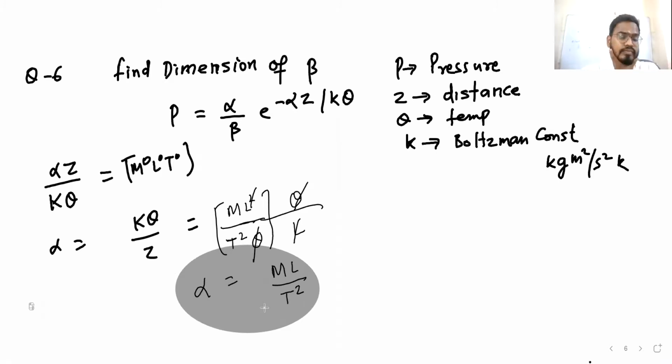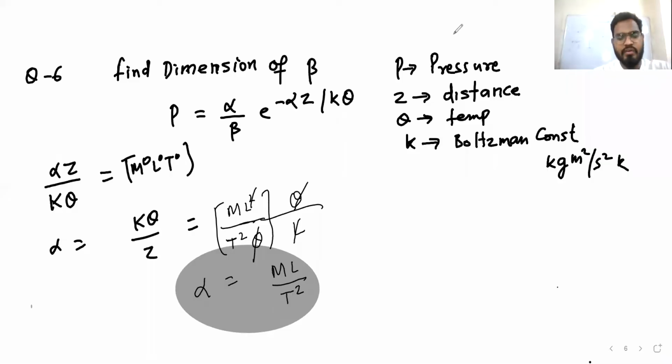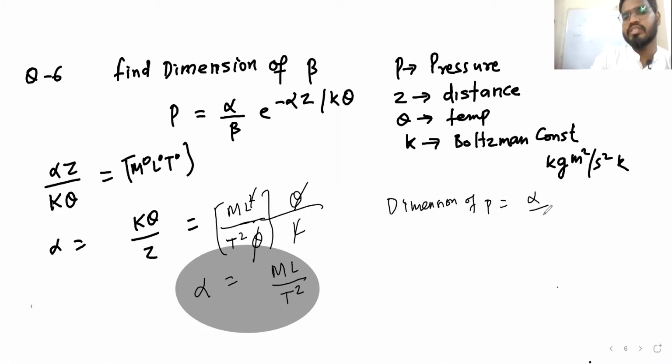Now, anyway this e to the power something is constant, so the whole thing finished there. So alpha by beta is equal to what? Pressure. So we can say the dimension of pressure should be equal to the dimension of alpha by beta, right?